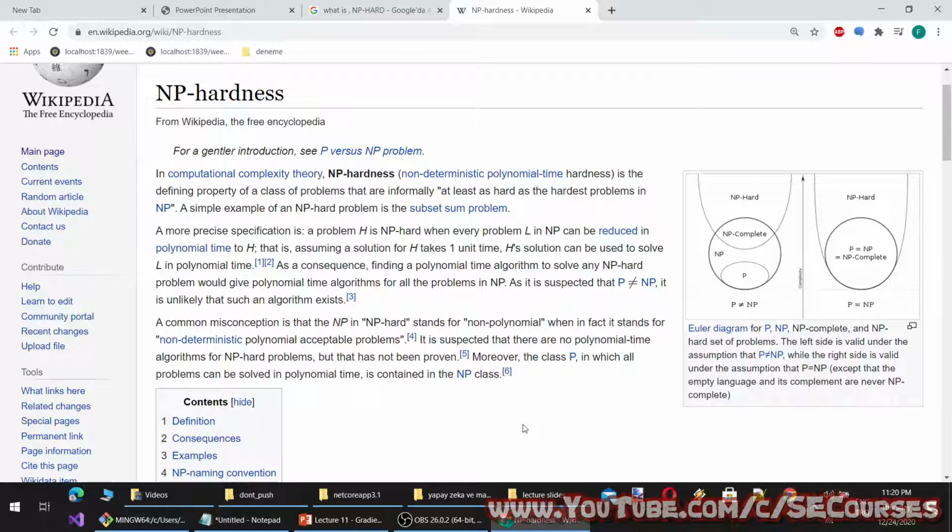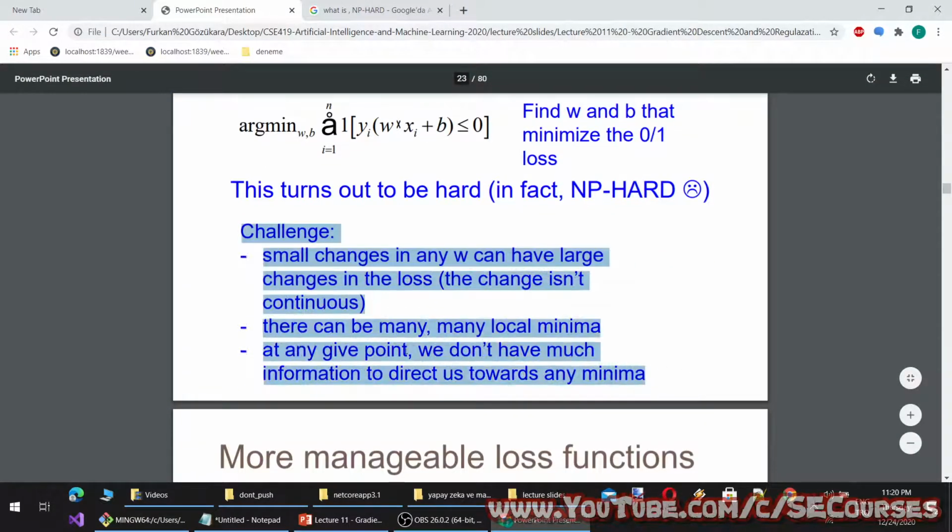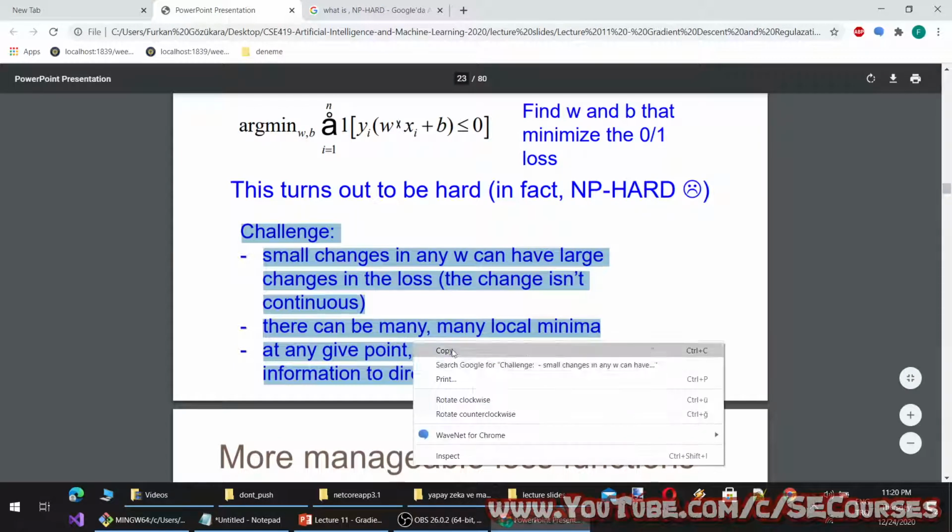A common misconception is that the NP in NP-hard stands for non-polynomial, when in fact it stands for non-deterministic polynomial acceptable problems. It is suspected that there are no polynomial time algorithms for NP-hard problems, but that has not been proven. Moreover, the class P, in which all problems can be solved in polynomial time, is contained in the NP class. Okay, so if the algorithm is not in P, it is extremely hard to solve within a given time. You may look for more information.